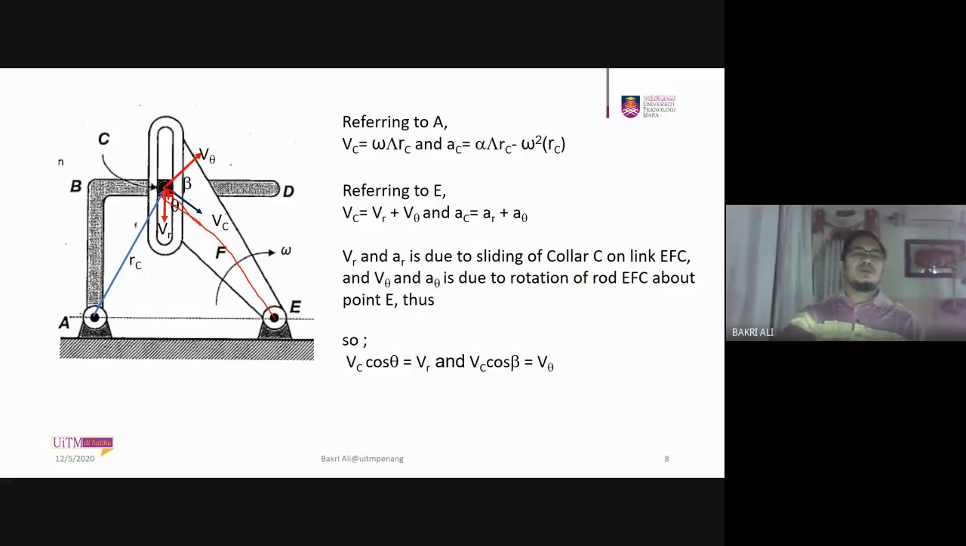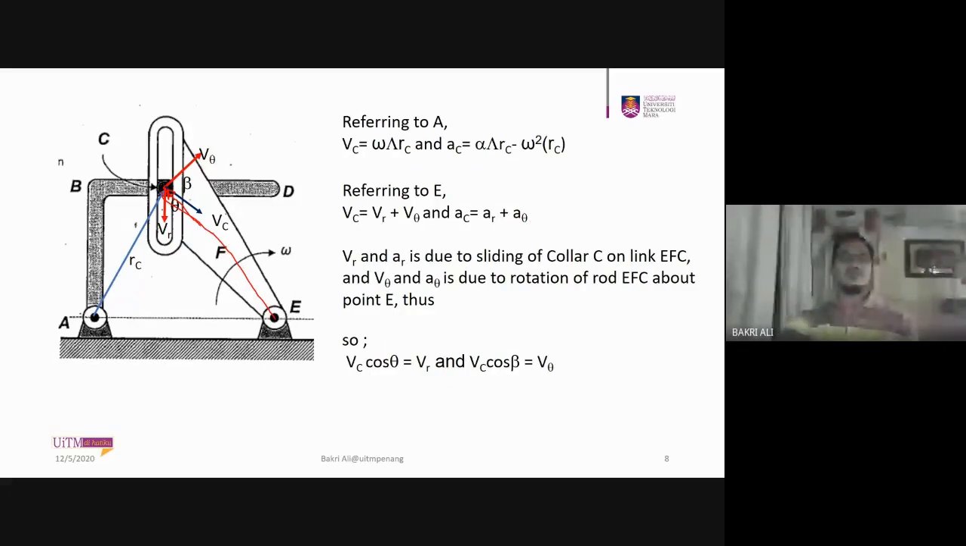Okay. But this is still relative. Why? Because it is relative to the V theta. Because V theta is consistent, and pin C will move with the relative velocity in the slot. So VC is given by VR plus V theta, and again this is vector algebra, and also AC is given by AR plus A theta. And as usual, we only focus on the V theta because we need to find the omega, and also the A theta because we need to find the alpha.